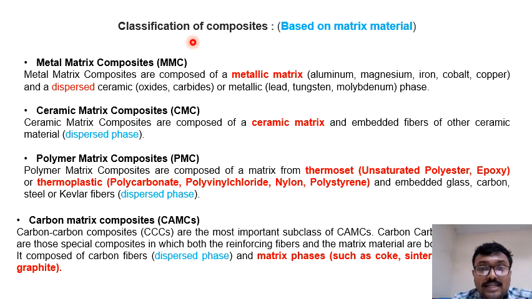Classification of composite materials based on matrix material. One is metal matrix composite, ceramic matrix composite, polymer matrix composite, and carbon matrix composite.